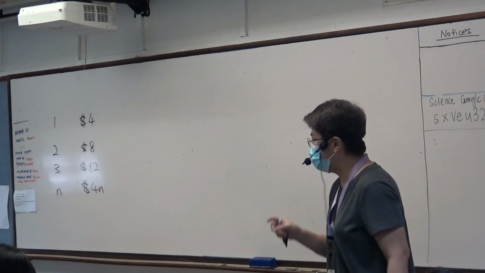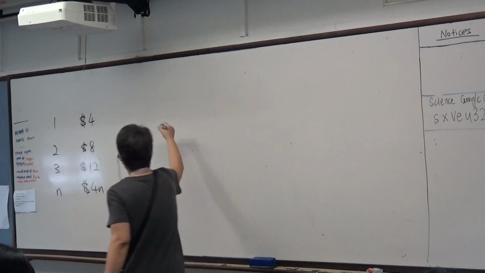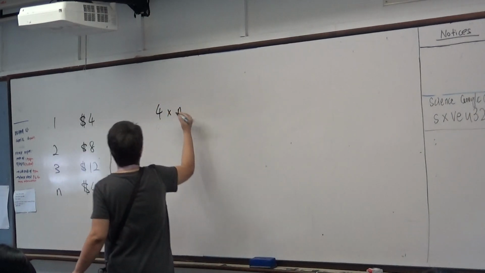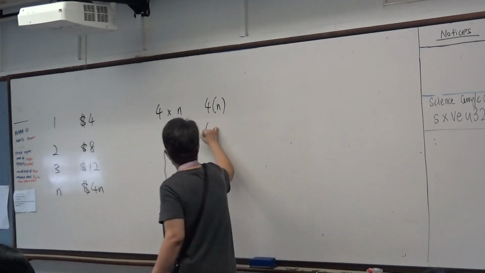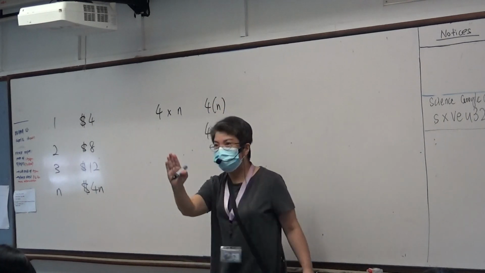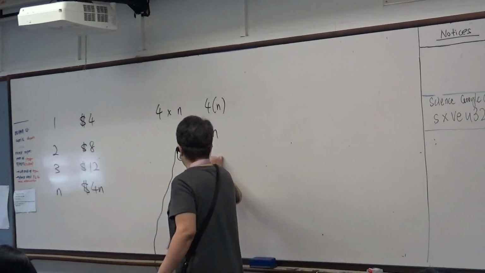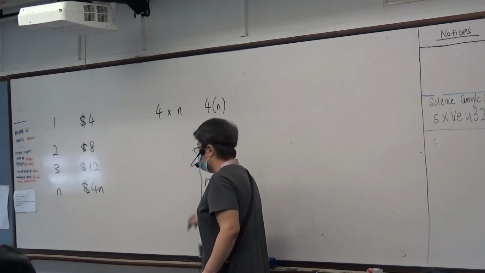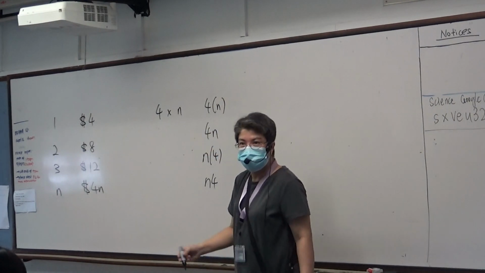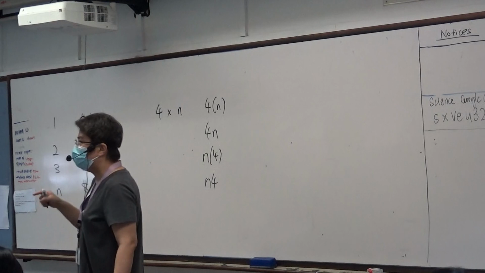Now, when we have 4 times n, we can write it as 4 times n like that, and the answer should be 4n. Number in front, letter at the back. Nobody needs to write n4. Everybody clear? Number in front, letter at the back.